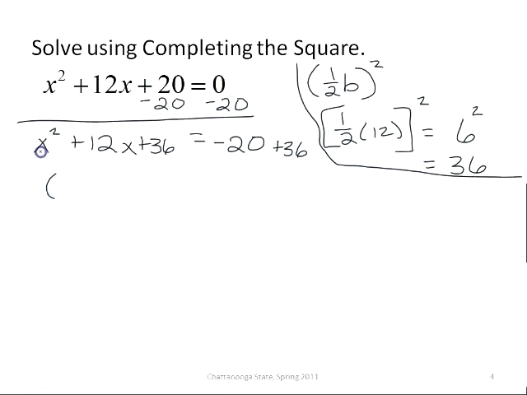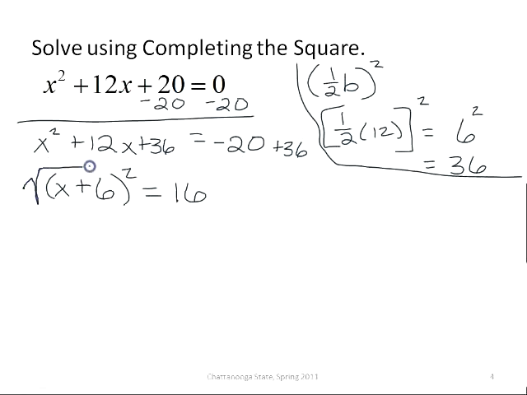So my first side is going to factor. I'm going to have an x as the first term in the parentheses, plus my 36 tells me I'm going to have a 6 in the second part of the parentheses. So this will be x plus 6 squared equals 16.